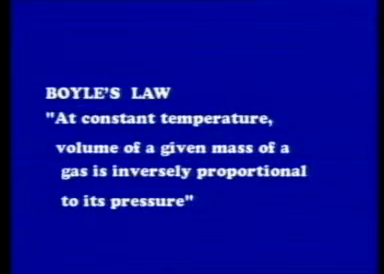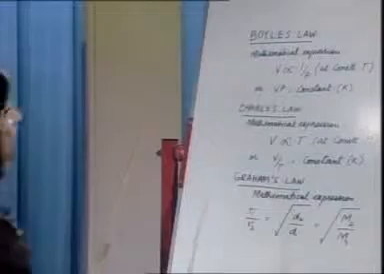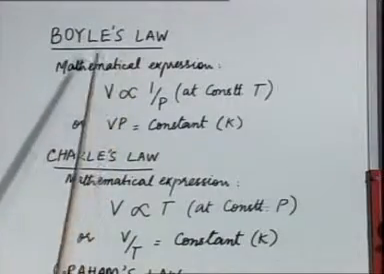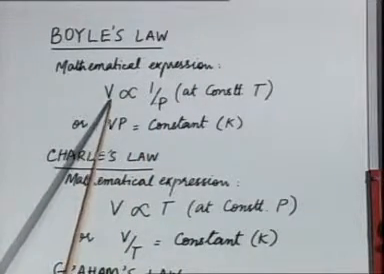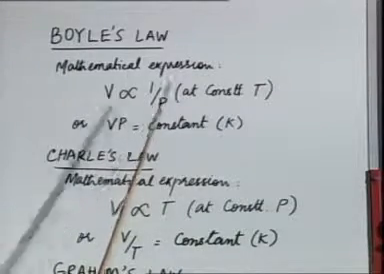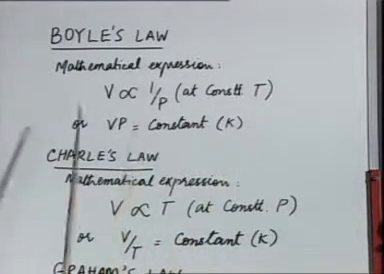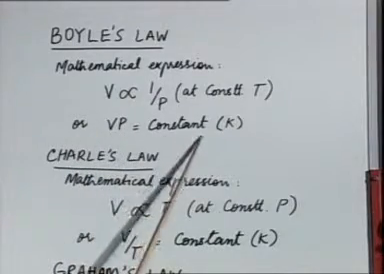Boyle's law explains the compressibility and expansion of a gas. Let's discuss it first. Boyle's law states that at constant temperature, the volume of a given mass of a gas is inversely proportional to its pressure. Boyle's law can be expressed mathematically: volume of a given mass of a gas is inversely proportional to its pressure at constant temperature, or PV is equal to constant.